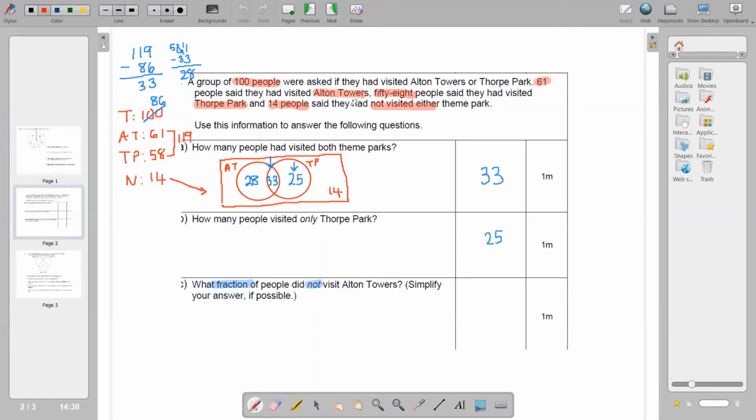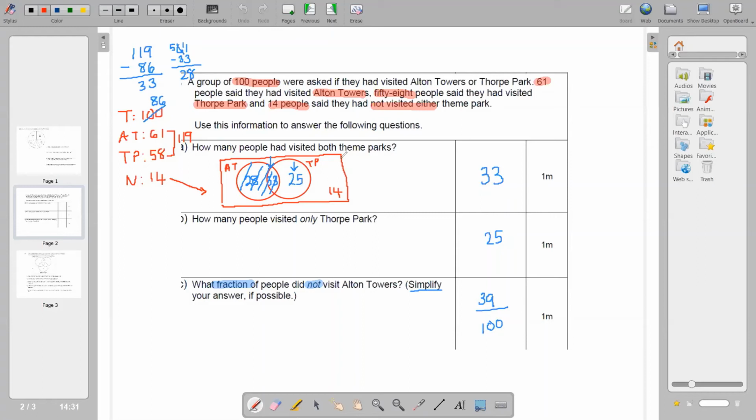So for that, I would cover up or get rid of my Alton Towers circle completely. So anything in the Alton Towers circle has gone, which only leaves me with the 24 and the 14. So that would be 39 out of the total number of people asked, which was 100. And it's asked me to simplify if possible. In this instance, simplification isn't possible because 39 and 100 don't share a common factor.